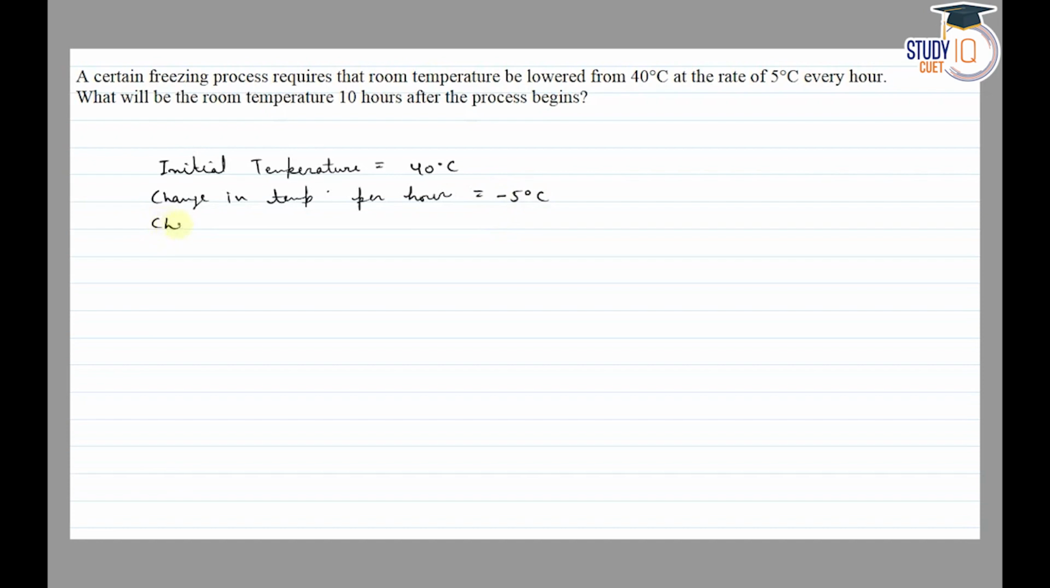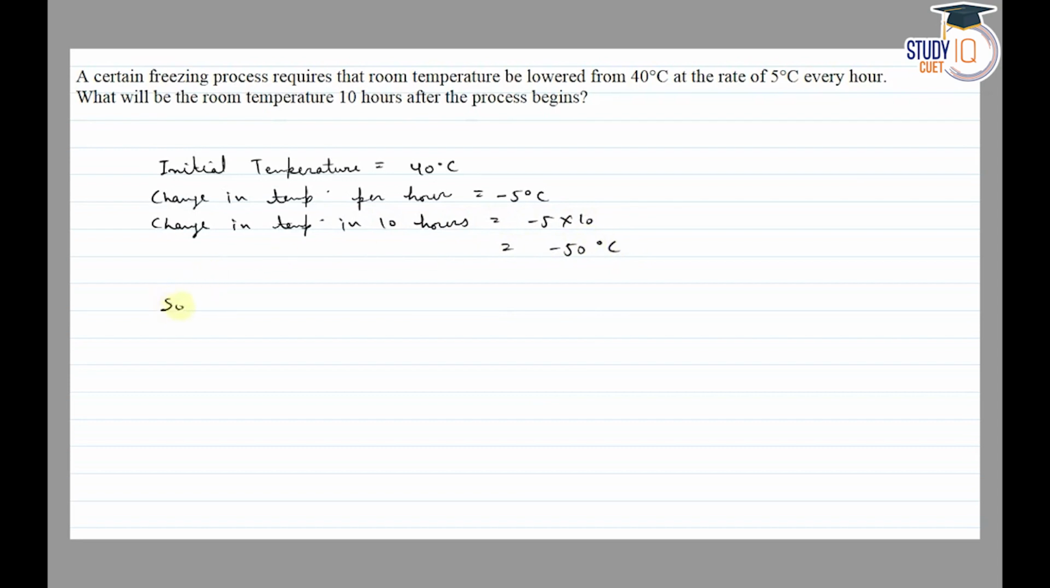सो चेंज इन टेम्परेचर इन 10 hours is equal to minus 5 into 10 is equal to minus 50 degree centigrade.